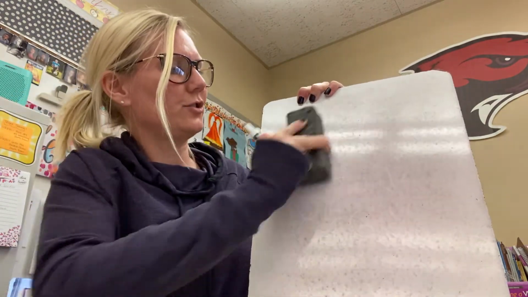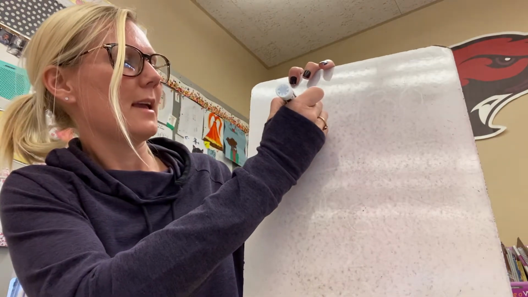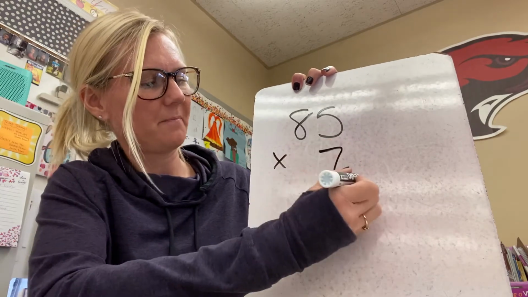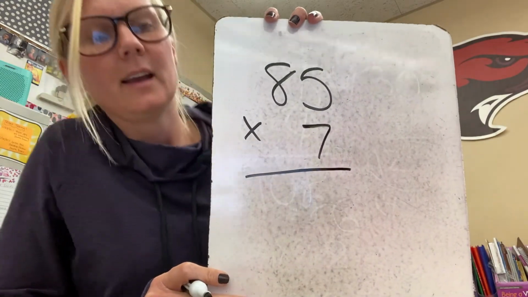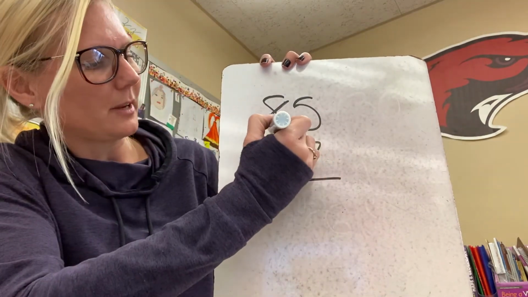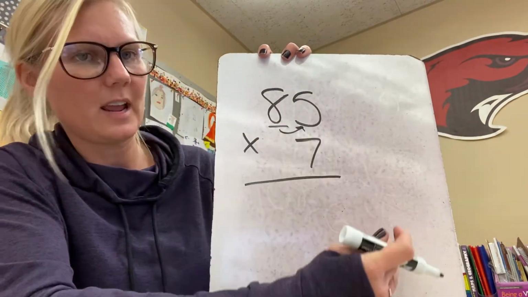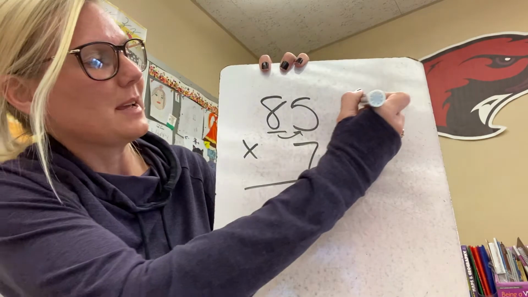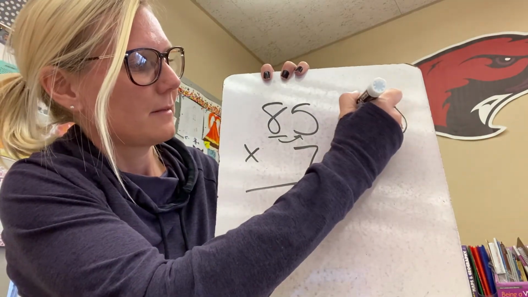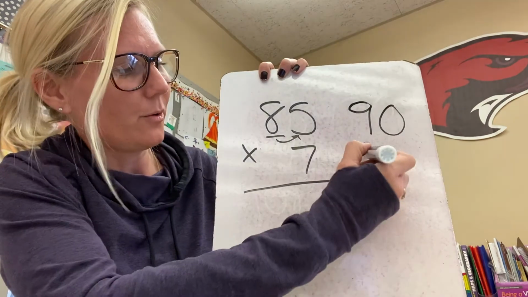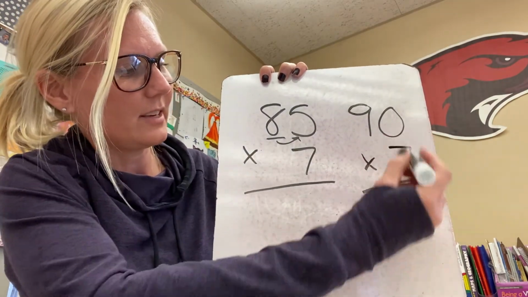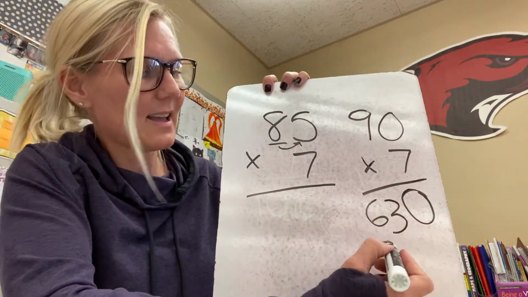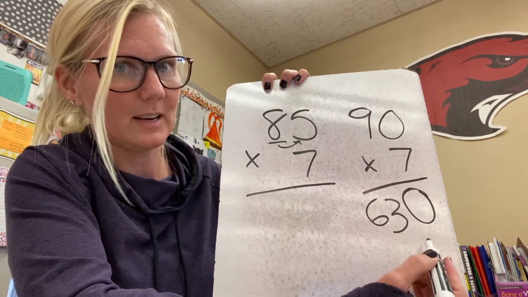Let's do 85 times 7. All right, let's take a look at our top number. I'm going to look at the 8, and check out the neighbor. The neighbor tells my 8 to round up to a 9. So it would become 90. I know that I'm going to multiply by 7. So 7 times 0 is 0. 7 times 9 is 63. So this is my rounded answer.